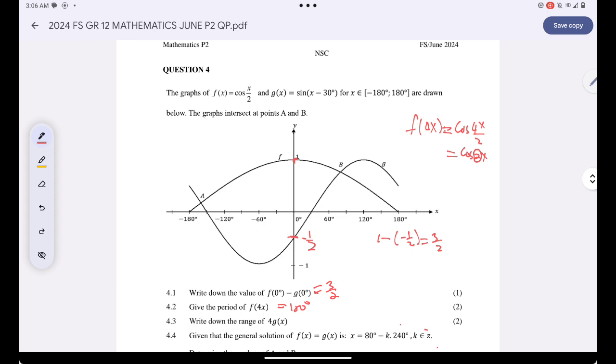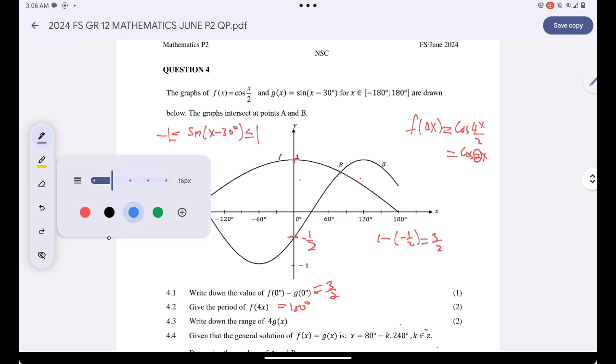Write down the range. Please note that for g of x, g of x is the graph of sine of x minus 30 degrees. This graph is always between minus 1 and 1.